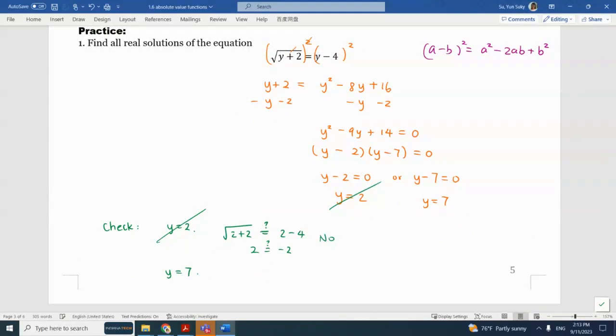How about y equals 7? Square root of 7 plus 2, is it equal to 7 minus 4? Yeah. We get square root of 9. And the right-hand side is 3. Yes. Okay, so good. This is the solution. So make sure you check your answers.